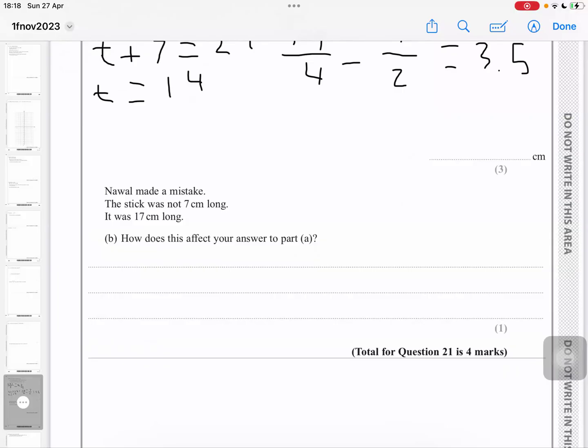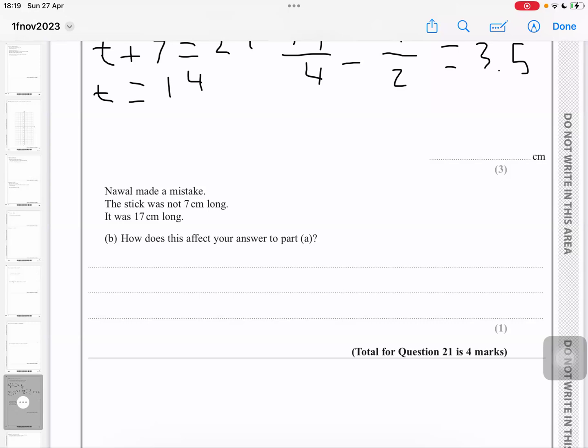Yes. It says, now I made a mistake. The stick was not 7 centimeters long. It was 17 centimeters long. How does this affect your answer to part A? Of course, it's going to affect our answer a lot. 17 centimeters in place of 7. Wow. Okay. How is it going to affect it?